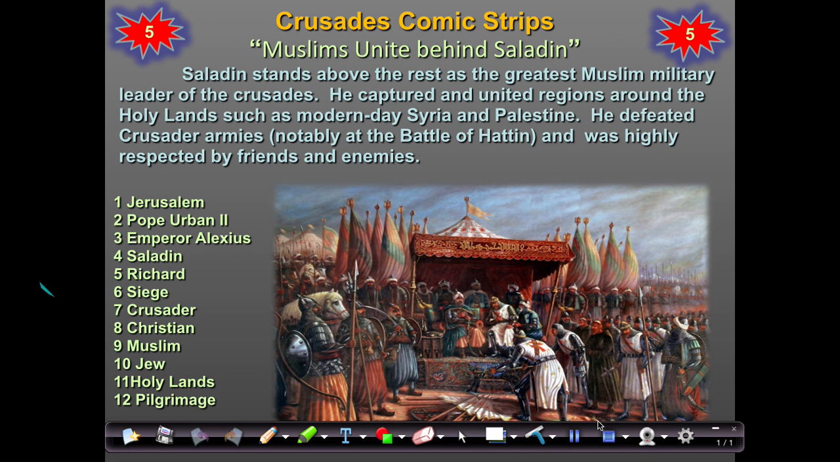So, Muslims unite behind their leader Saladin. Saladin is a huge, huge name. He is a Muslim leader. Saladin stands above the rest as the greatest Muslim military leader of the Crusades. He captured and united regions around the Holy Land, such as modern-day Syria and Palestine. He defeated Crusade armies and was highly respected by friends and enemies. So, let's take a quick look at who he really was.